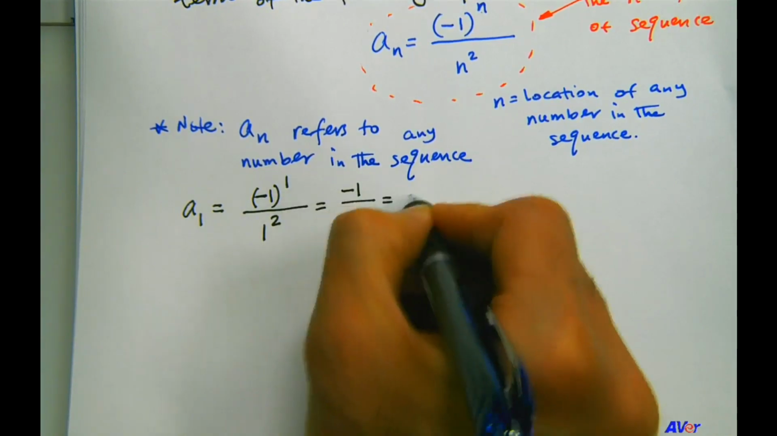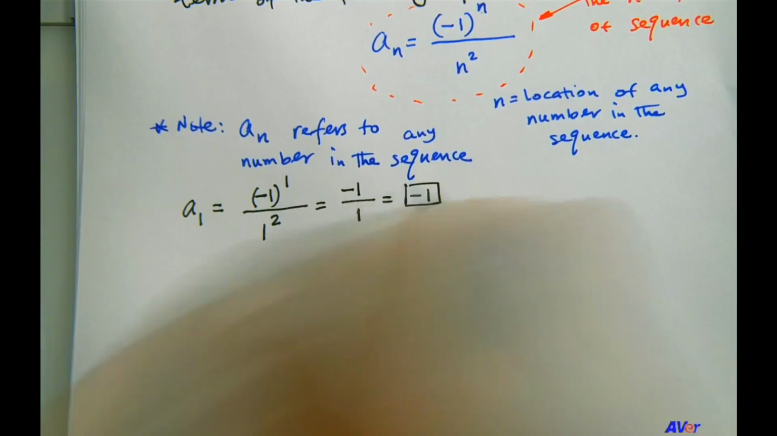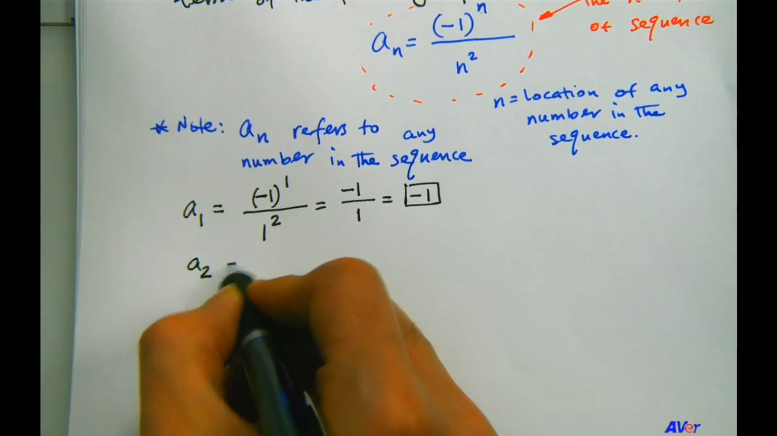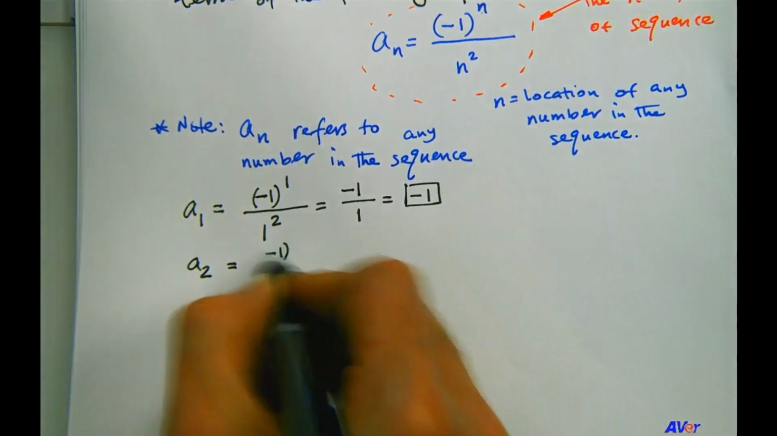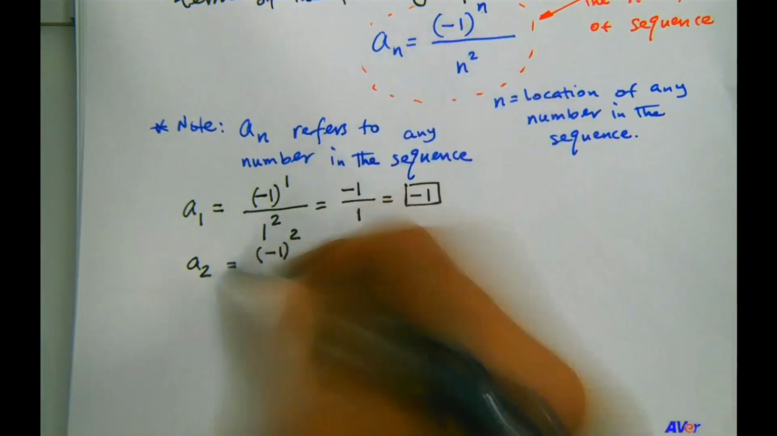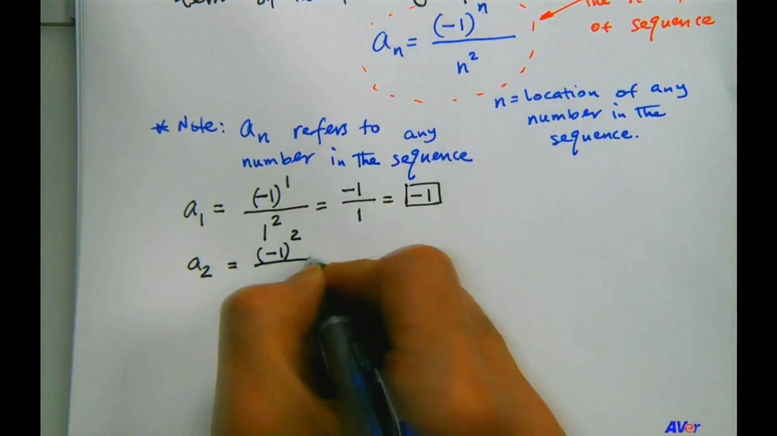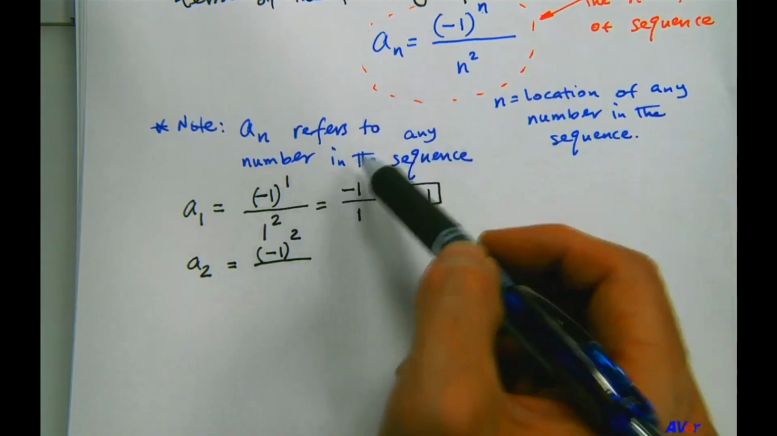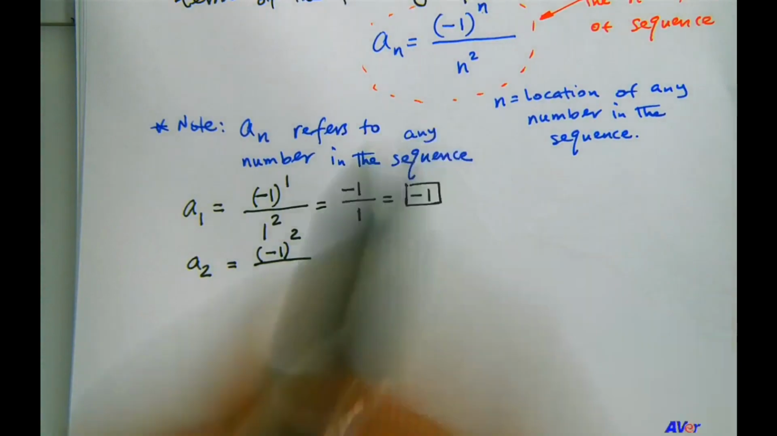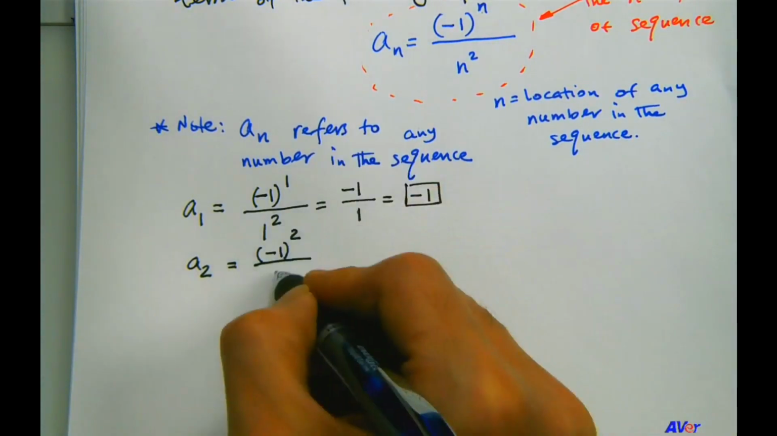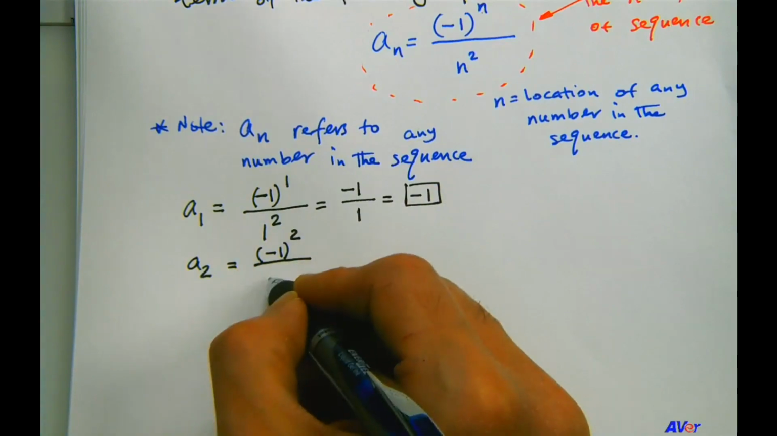Simplifying, we have negative 1. Let's find the second number in the sequence. So A2 is equal to minus 1, again replacing n with 2 this time. Because remember, in a sequence, there's a relationship between a number in that sequence and the location where it occurs. So that's why we're using the location value here.